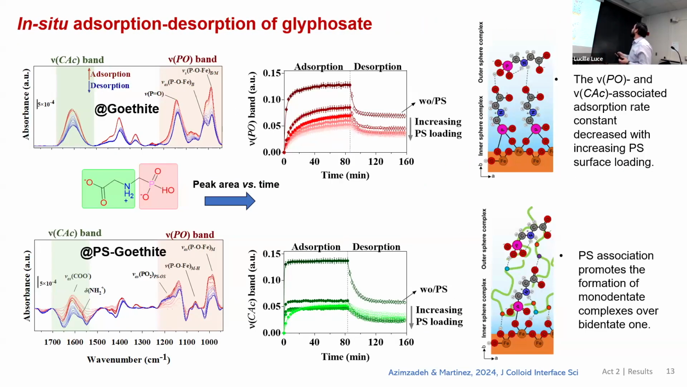One thing I should mention. If you look at the type of binding, this is bidentate binding. We have two oxygens connected to two iron atoms. And here we have only one bond. We call them monodentate. So when we have polysaccharide, monodentate bonding is more favorable. And that's really important because bidentate is much stronger than monodentate. And that means there's a chance that glyphosate can be released from the polysaccharide-goethite association versus bare goethite.